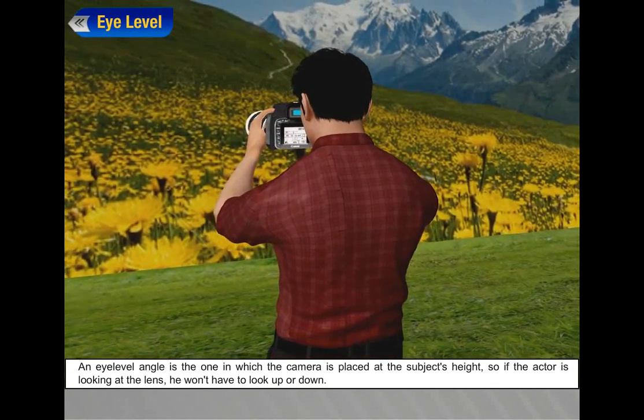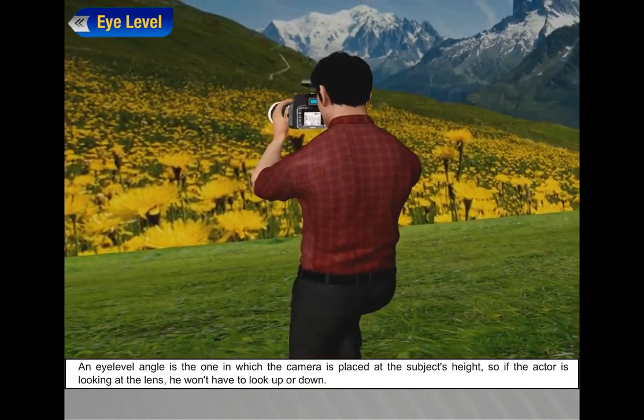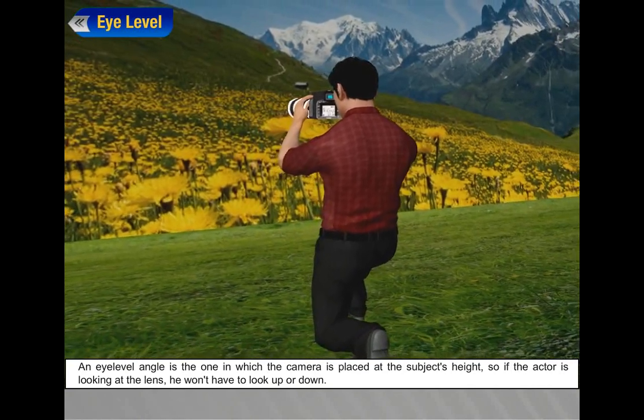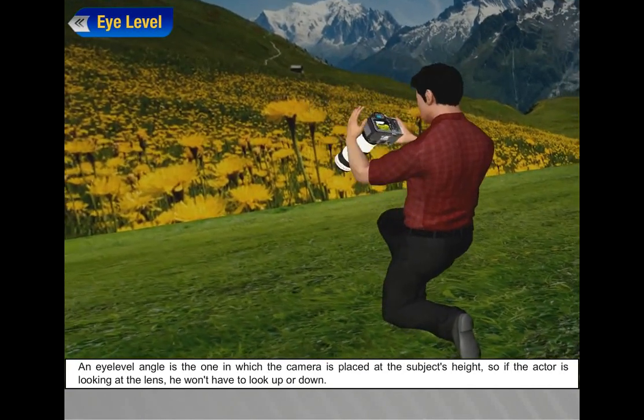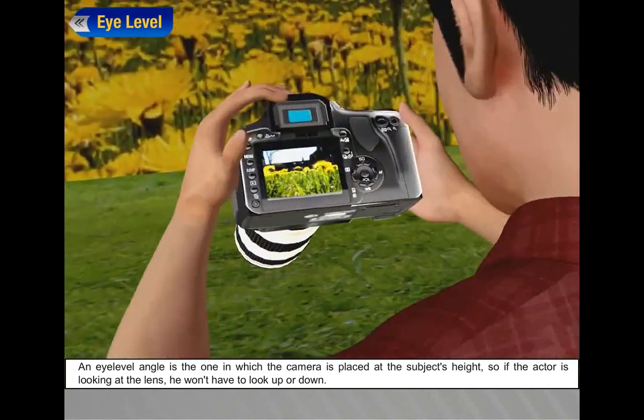Eye level. An eye-level angle is the one in which the camera is placed at the subject's height, so if the actor is looking at the lens, he won't have to look up or down.